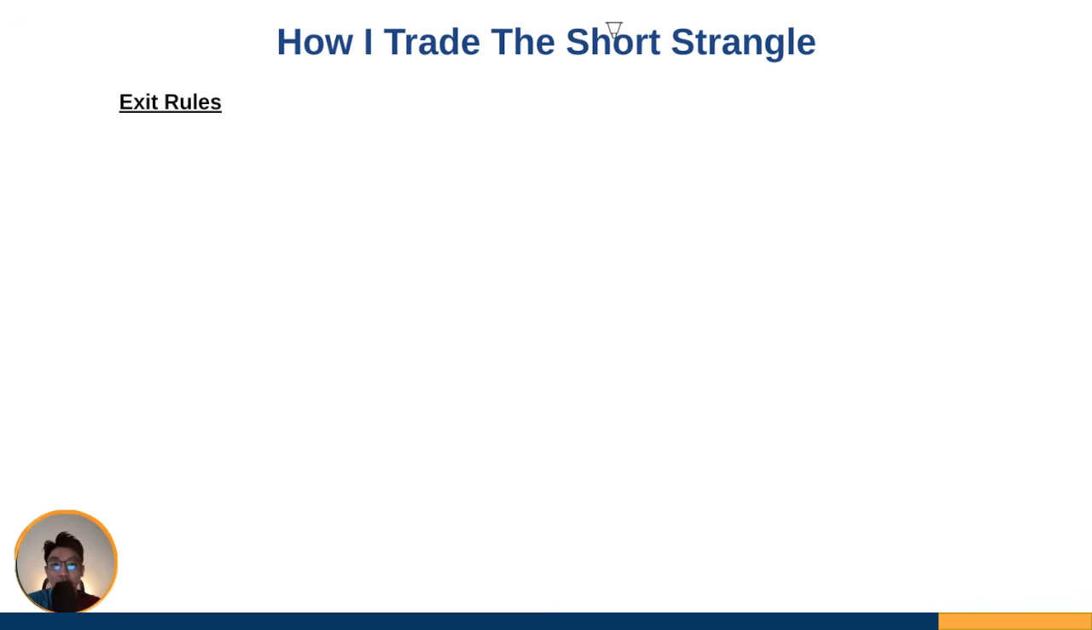So I have a few rules when I trade the short Strangle, and these rules are going to be pretty strict, mainly because this is an undefined risk strategy. With an undefined risk strategy, if you don't manage it properly, then it's very easy for you to get huge losses that you may not even recover from. So as much as possible, I always want to manage my risk very well.